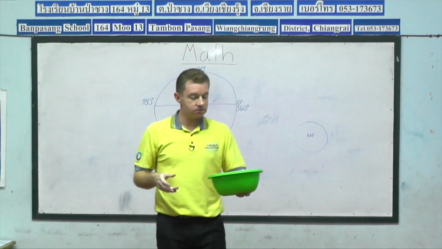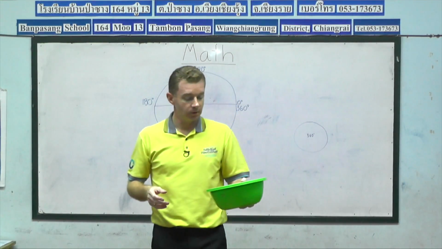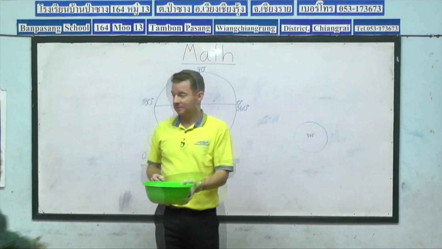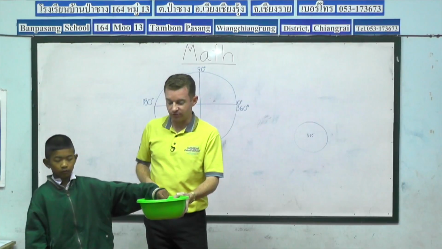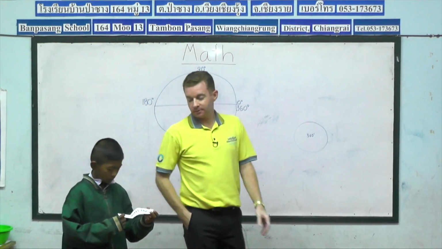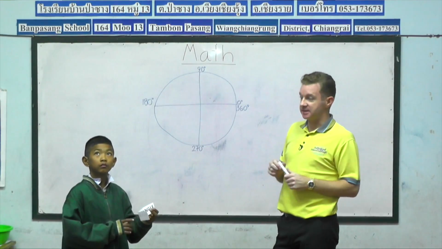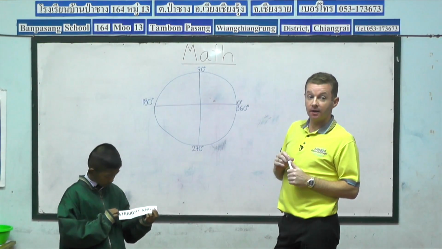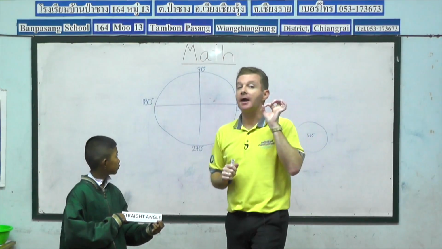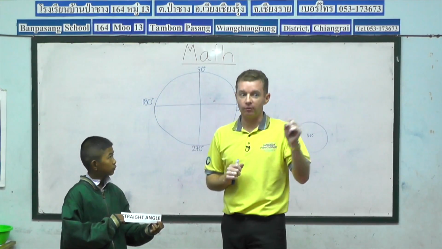Next flashcards, let's see who can help us now. Pat, come and join me at the front of class, please. So now Pat gets to choose what angle he needs to draw. Okay, now what type of angle is this? Straight angle. So remember, the clue is in the name. A straight angle is a straight line.